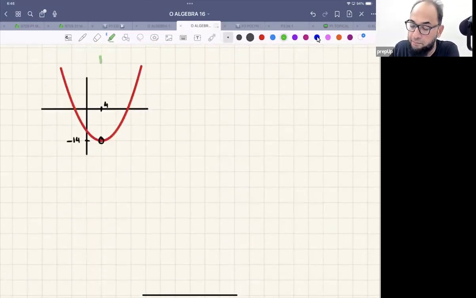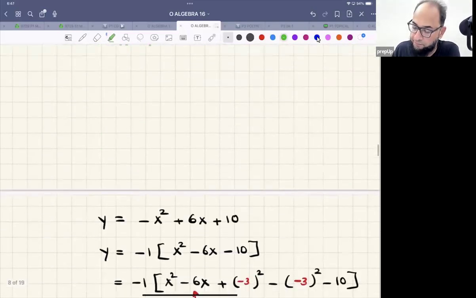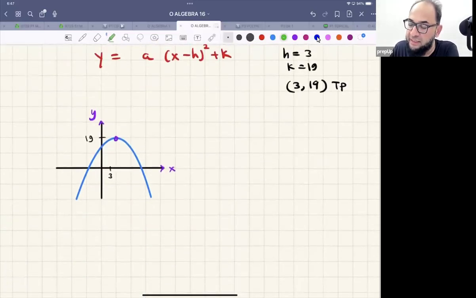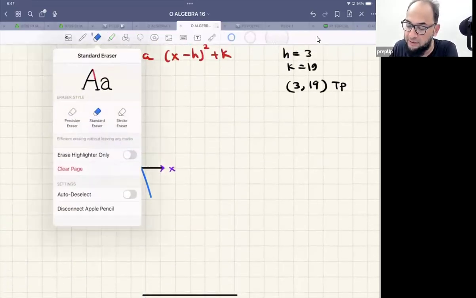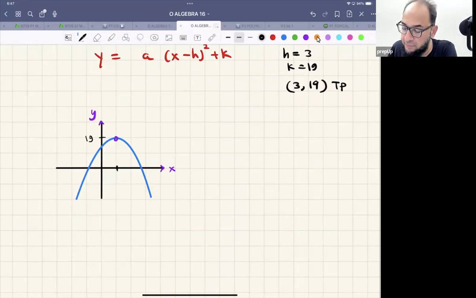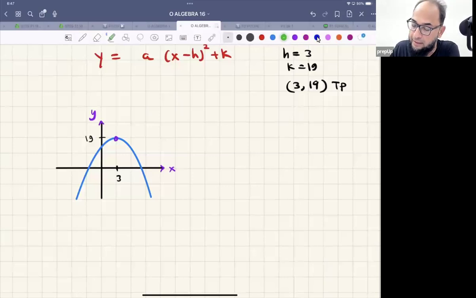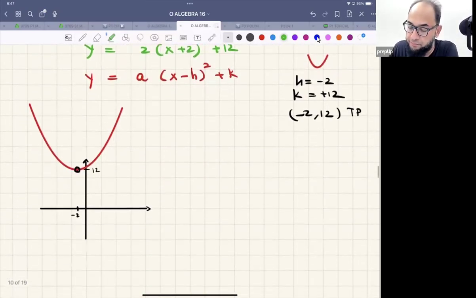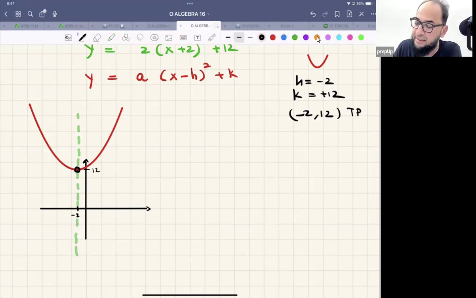Over here, x equals 4, that's the line of symmetry. Over here, this minus 3 is a bit shifted, so let me just erase this thing and use this color. This is positive 3. This is 3, not minus 3. And over here, x equals 3 is the line of symmetry. Over here, x equals minus 2 is the line of symmetry.